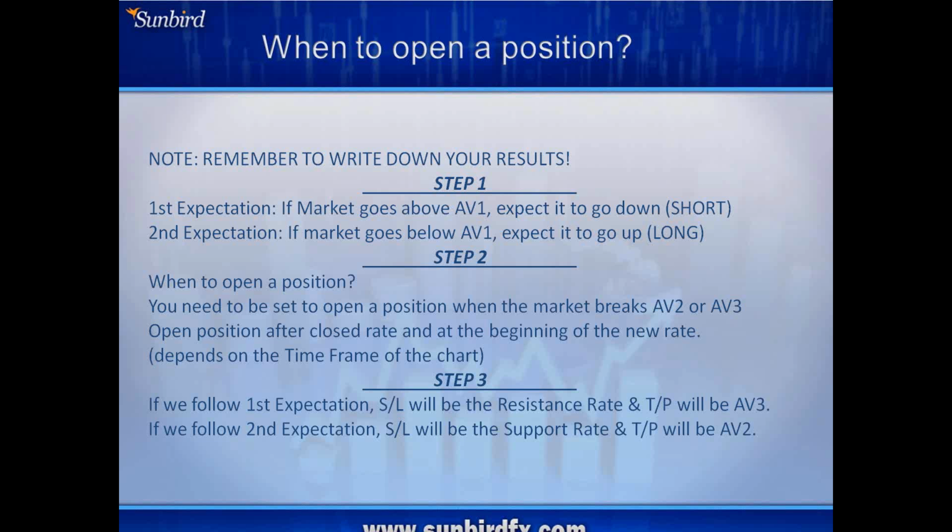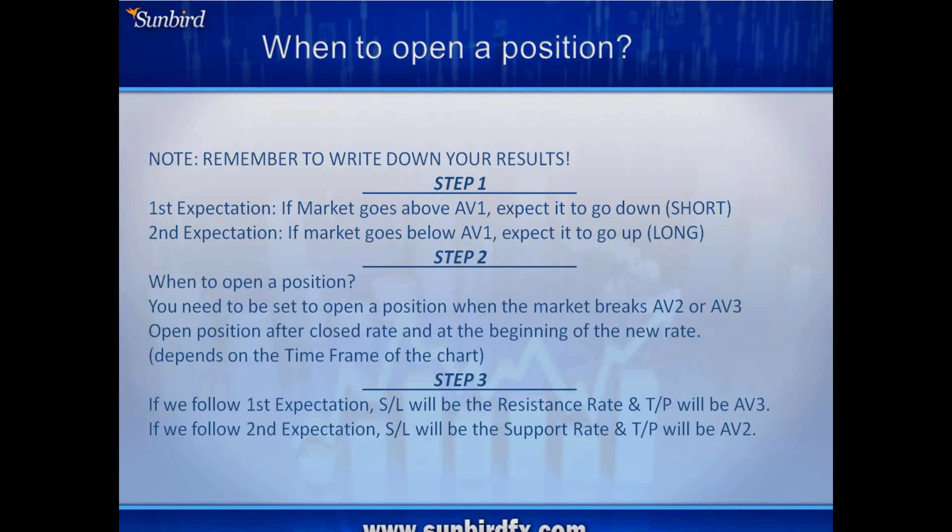Second expectation: if the market goes below average 1, expect it to go back up. So let's say it was below average 1, so I'm expecting it to go back up. When to open a position? When it breaks through average 3, I'm getting myself set up to open a position. When the rate closes and the new rate is coming up, I'm opening my new position on long. And you're going to get the result. Step 3. Now we have our strategy. We have our position opened.